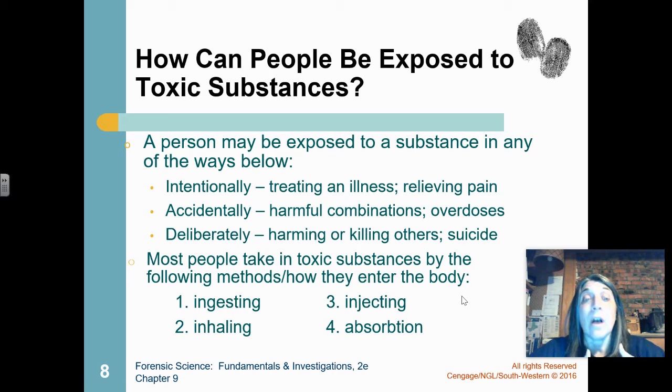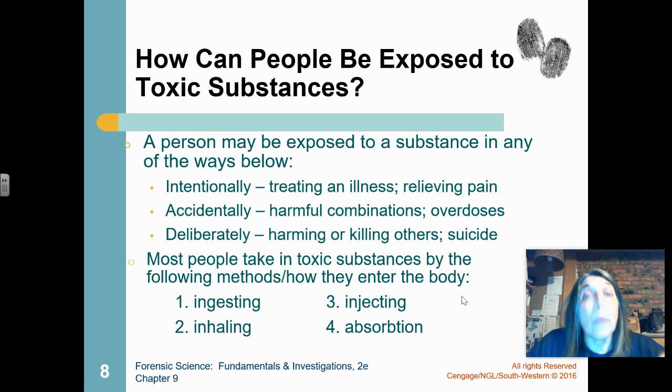Accidentally is obviously harmful combinations, like in Cory Monteith's case. Is that how you say his name? Anyway. His was accidental. He had been drinking all night, and then he went and did some heroin, and the combination of alcohol and heroin was accidental. And most of the cases we're going to look at today were all accidental mixtures of drugs and alcohol, or just combinations of drugs.